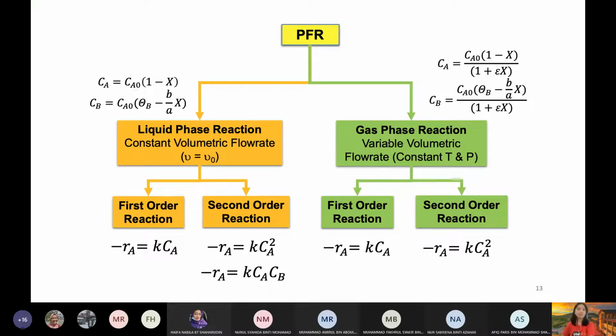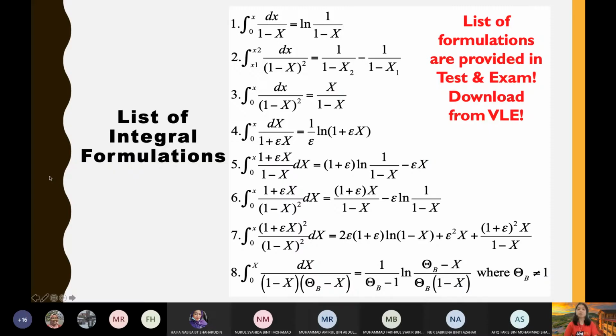Gas kita dah derive berlainan. That's why you have a lot of equations, sebab liquid dan gas kita dah derive differently. Okay, tapi tak apa, I will go slowly again. Dan sebab dalam PFR, once more, PFR is integral equation. Okay, design equation PFR tu ada integral. Sekali lagi kita akan guna integral formulation ini.